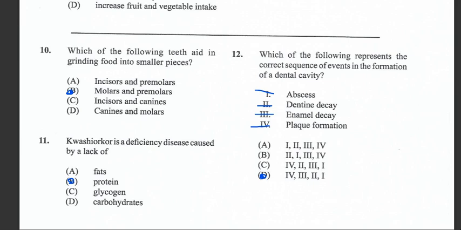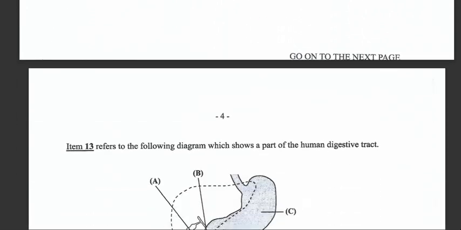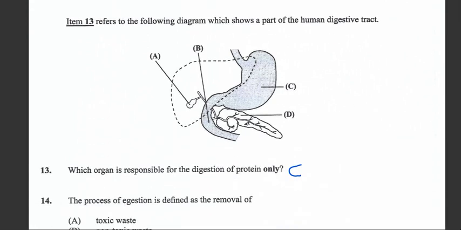Alright, so we're just gonna move along real fast. Good. Alright, so here number 13 says the following diagram shows a part of a human digestive tract. Alright, so just a few questions. Number 13 says which organ is responsible for digestion of protein only. Alright, so we are talking about protein. So therefore it is the stomach here. Alright, so C refers to the stomach.